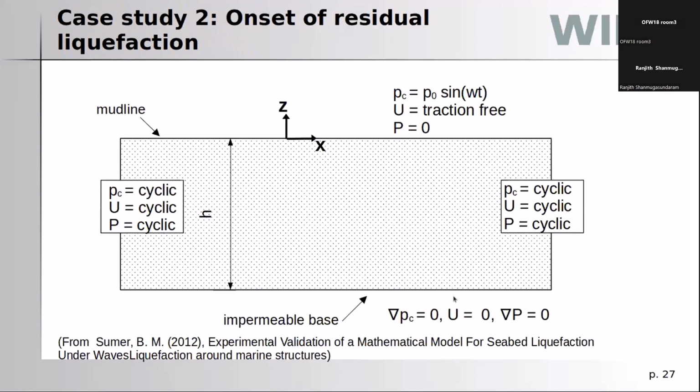We have the same seabed here, and the wave. We have the same boundary conditions for the pore pressure and the displacements all over the domain, and then an additional term, the capital P, which is the pressure buildup. The boundary condition I use for the pressure buildup is 0 at the seabed surface, cyclic at the sides of the seabed, and at the bottom the gradient of the pore pressure buildup is 0.